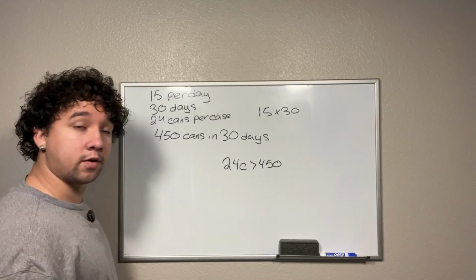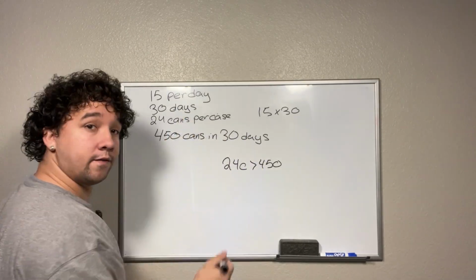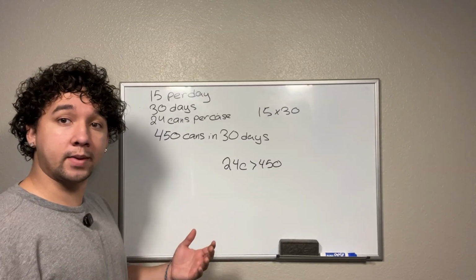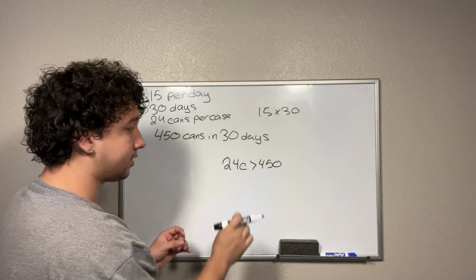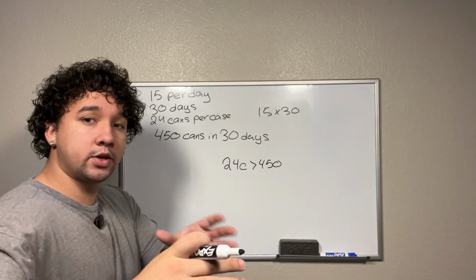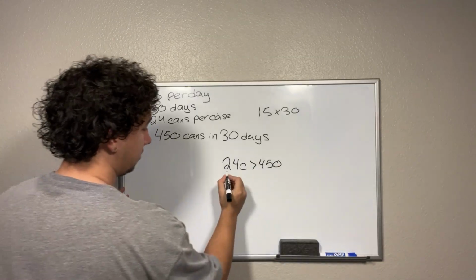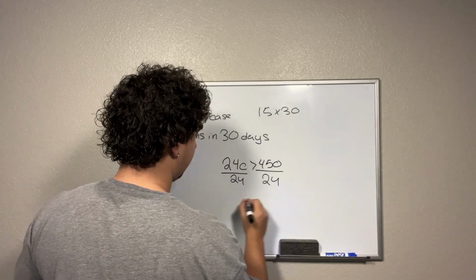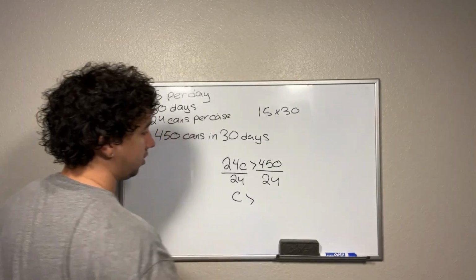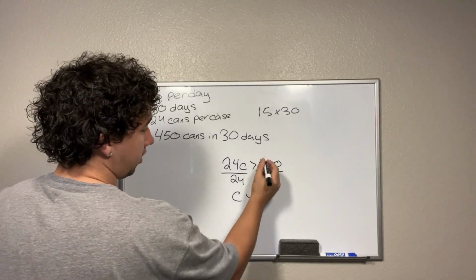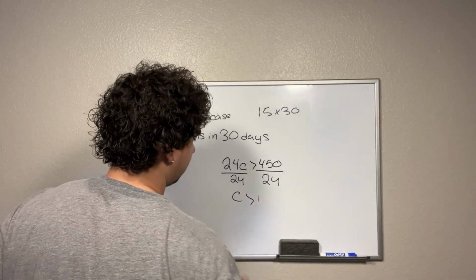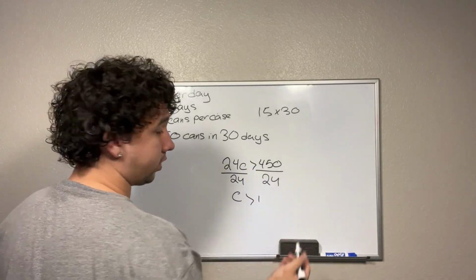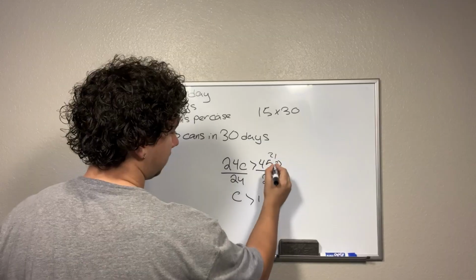Well, now I just have to solve for cases, right? Because this is 450 individual cans. So if I divide it by 24, that's going to give you the amount of cases because it's going to tell you how many of these cans I can group into these 24 cases. So I'm going to divide by 24 on both sides. It's going to give me cases is greater than, well, 24 goes into 45 one time, with 21 remaining. So I'm going to carry that over.